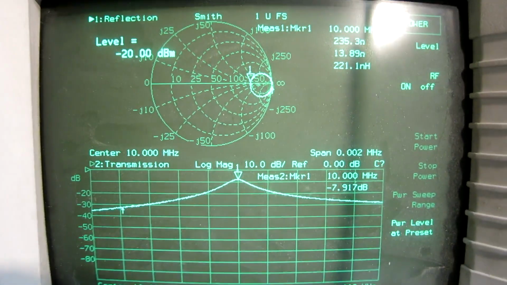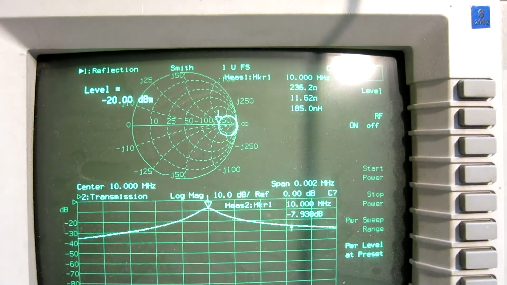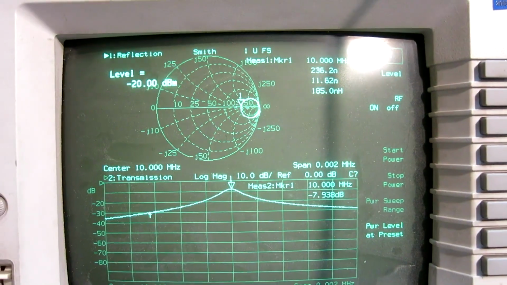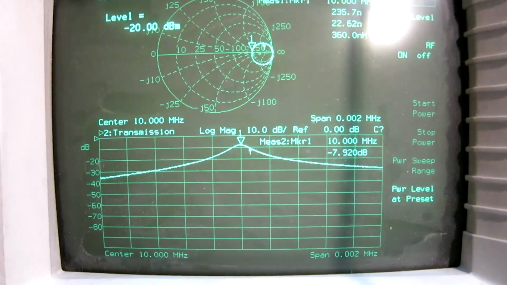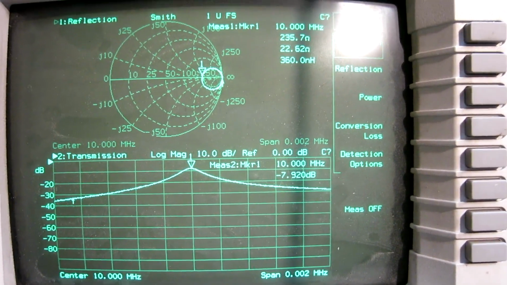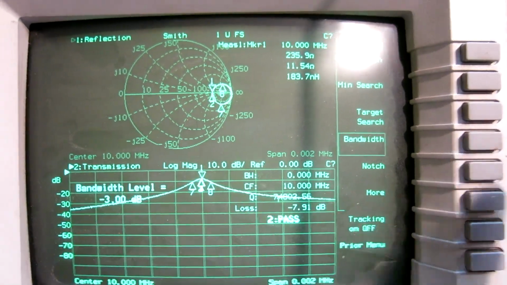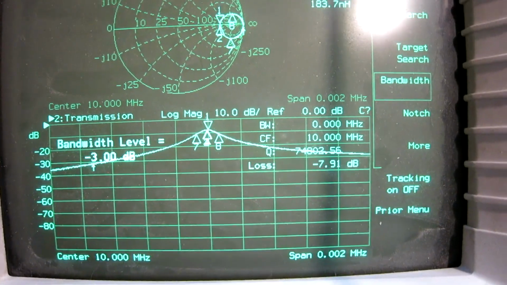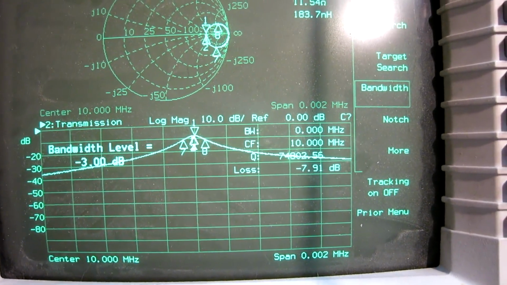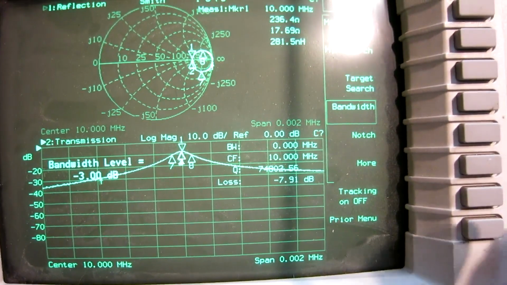I have set it to present an impedance of about 250 ohms, both directions, so it is symmetric, and this is what I see on the network analyzer. And I go for the bandwidth function, and I see the Q is 74,800 or something.